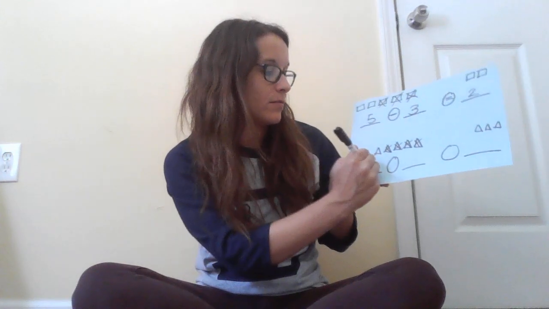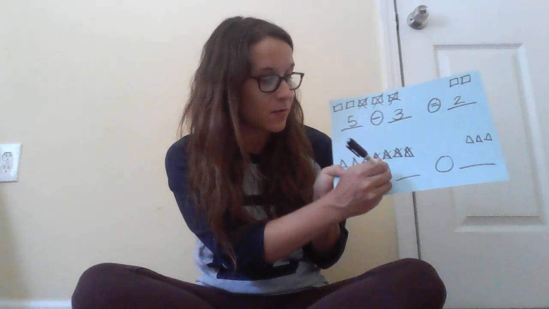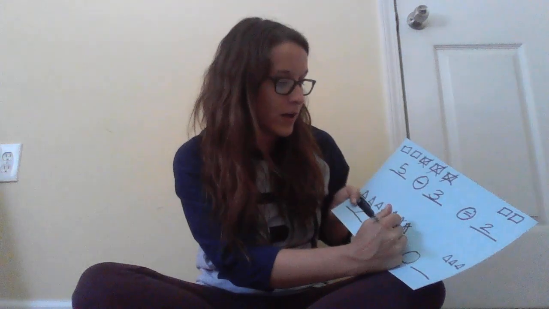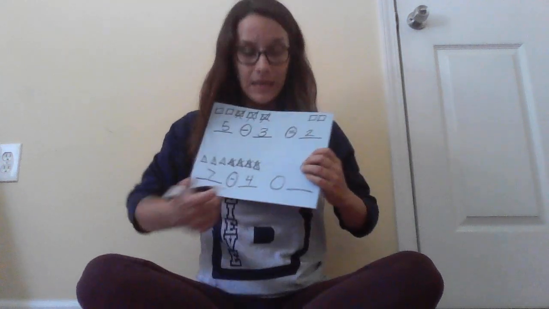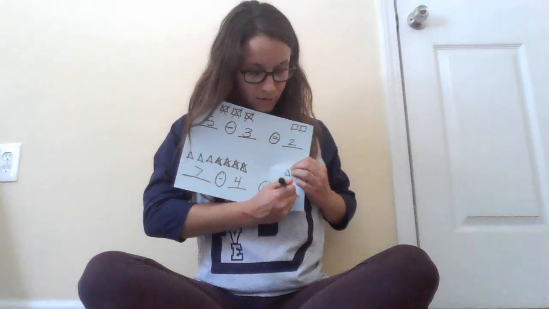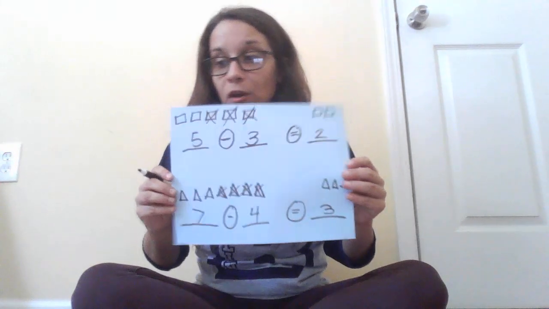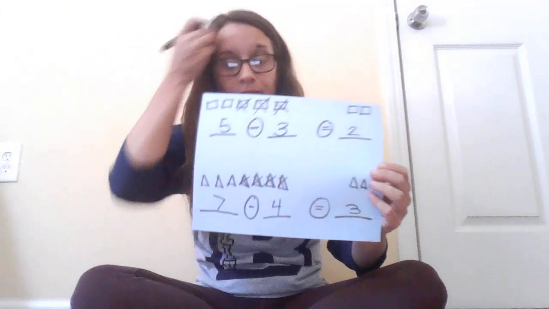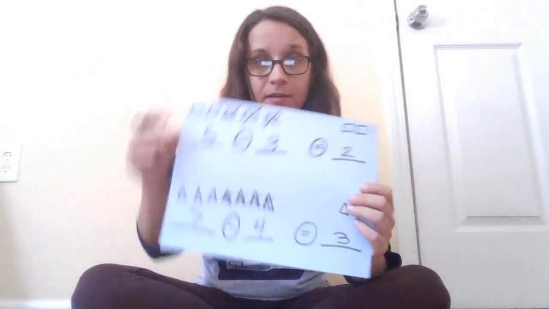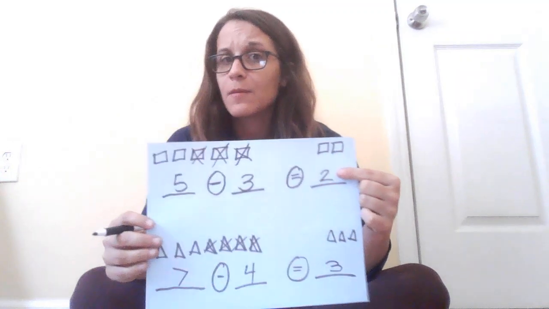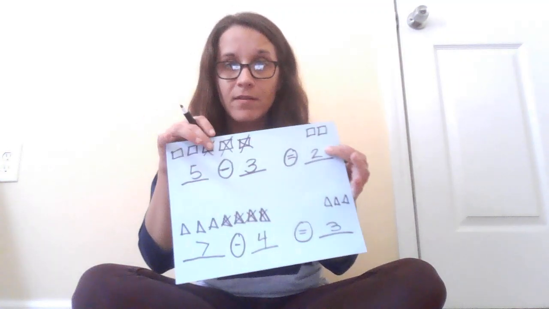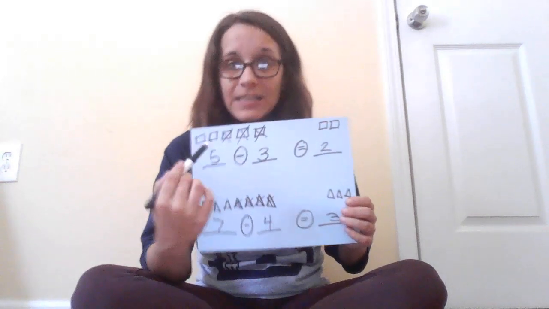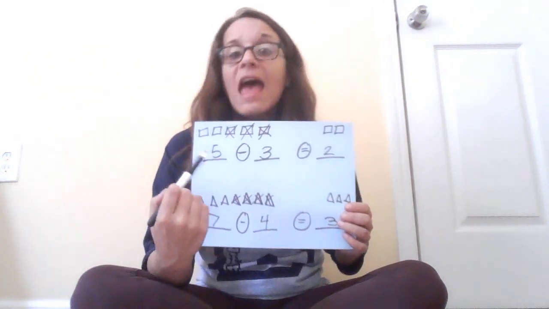We started with 7 triangles. Again, we took some away, so I'm going to write the minus sign. We ended up having to take away 1, 2, 3, 4 triangles, and that equaled 3 triangles left over. So when you're working on page 12.5, you're going to see how many you have all together, and then decide if your answer is bigger or smaller than what you have. If it's smaller, you need to take some away. If it's bigger, you need to add some. And then you write a number sentence to match what you did.